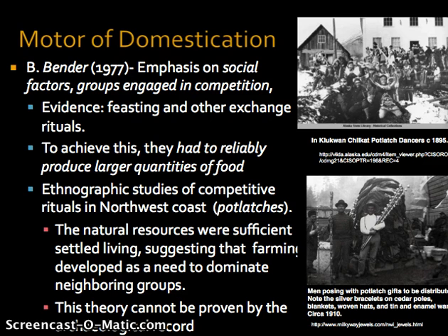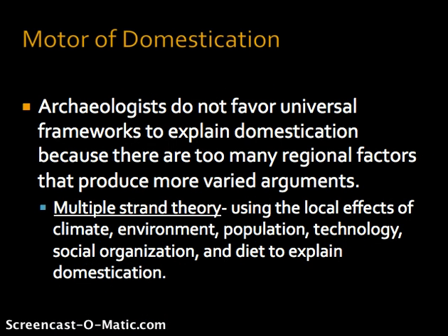The other major idea is the notion of social factors, and this is Bender's work looking at the Tlingit and potlatching and ritual feasting, competitive gastronomic events where large quantities of goods were assembled and then distributed overall. Overall, archaeologists do not favor a universal framework for explaining domestication because there are too many regional factors. And so what they've come up with is this multiple strand theory, which uses local effects of climate, environment, population, technology, social organization, and diet in order to explain domestication. So here it's really a mix of both social as well as ecological factors as a whole.